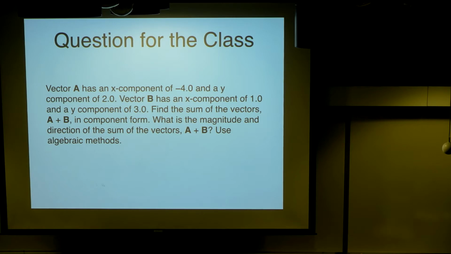So that's the right set of components. If you were to get the magnitude, you could just use the Pythagorean theorem on that, like the square root of 3 squared plus 5 squared. And then you could use tangent to get the direction.